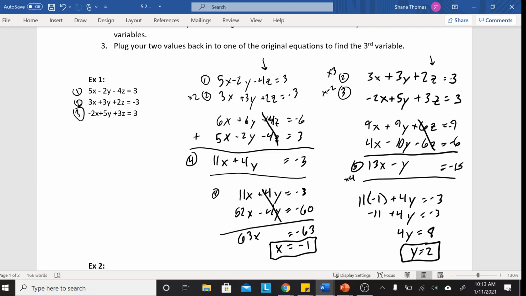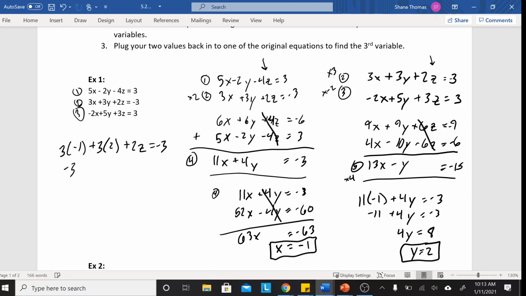I'm on the home stretch now, so I can just take that x term and that y term and plug it into one of the originals. Looking at the originals, let's roll with equation 2. It seems to have the least amount of negative signs and the smallest numbers. So I have 3 times my x term, which is negative 1, plus 3 times my y term, which is 2, plus 2z equals negative 3.